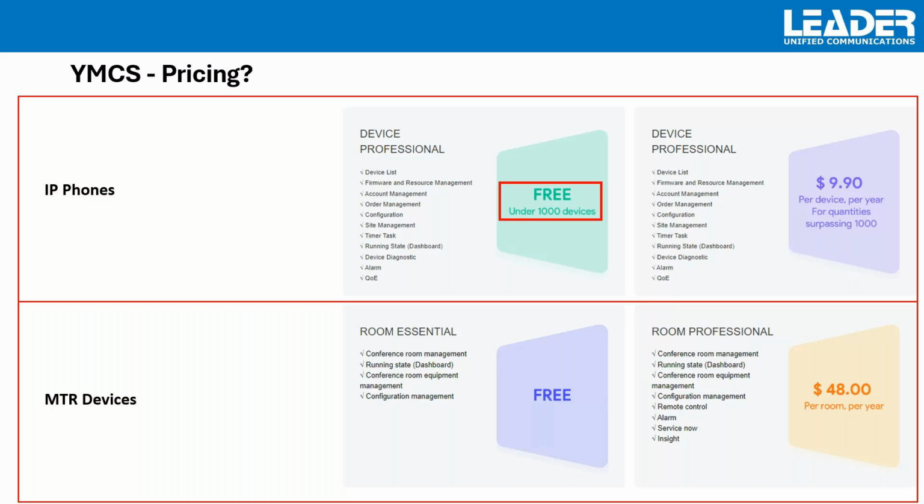For the MTR devices, the Room Essential is free. We have their conference room management, the running state in a dashboard, conference room equipment management, and the configuration management. If we want to do a little bit more in that regard, we would have to get a professional license, and that is $48 per room per year. There you see we have, additionally to the free features, remote control, alarm, ServiceNow, and Insight available.